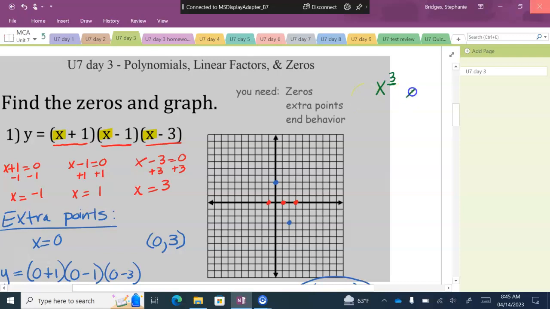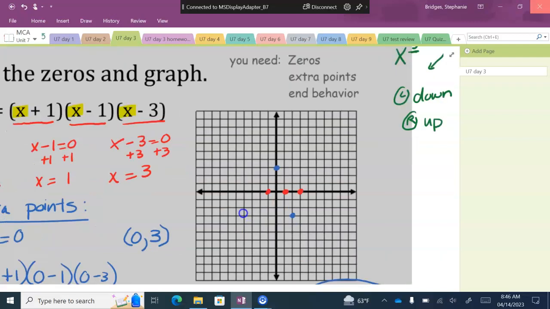Positive. So that is going to be like a positive sloped line, which means in this graph, my left side is going to go down, and my right side is going to go up, okay? Left side has to go down, right side has to go up because x times x times x is x to the third. That will give me my leading term.